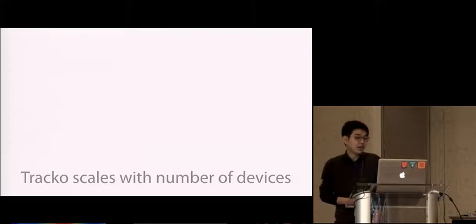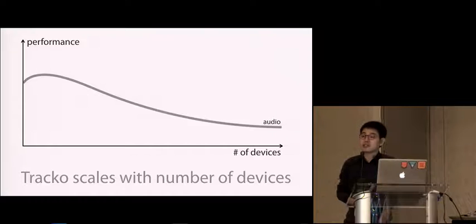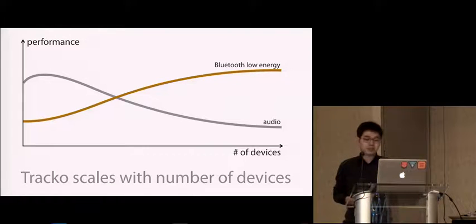And finally, Tracko scales with the number of devices. Because of the sound interference, the performance of audio decreases when we have more devices. But the performance of Bluetooth low energy increases because we can now interpret 3D position based on Bluetooth. So the signal types Tracko uses are actually complementary.